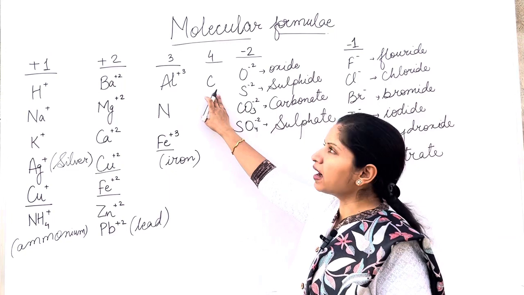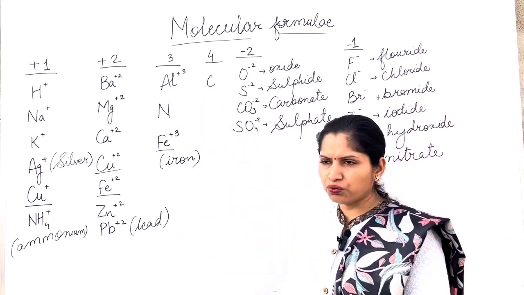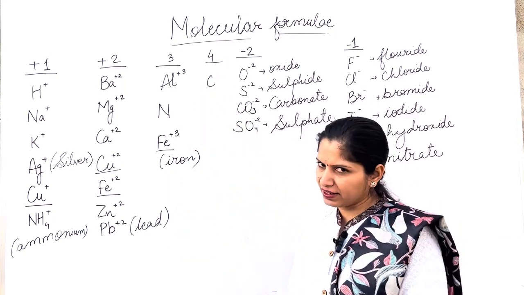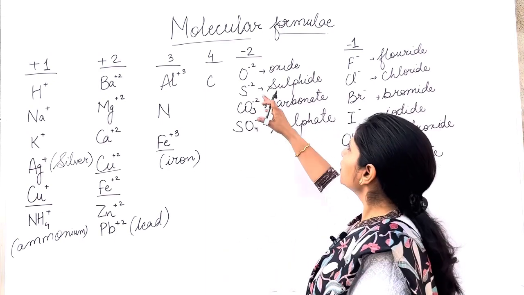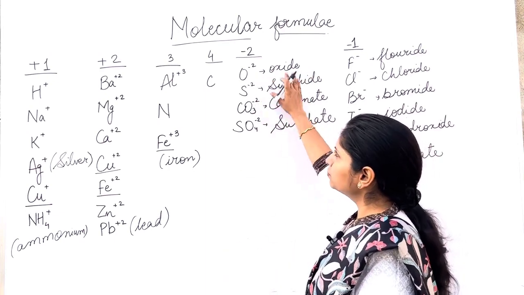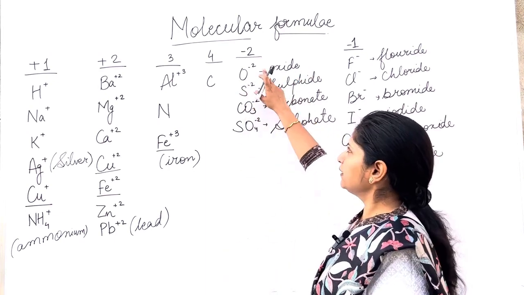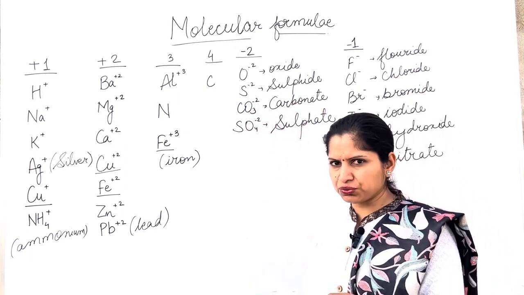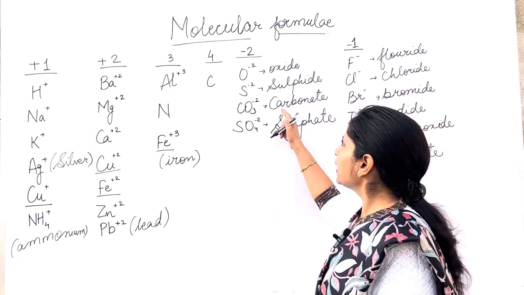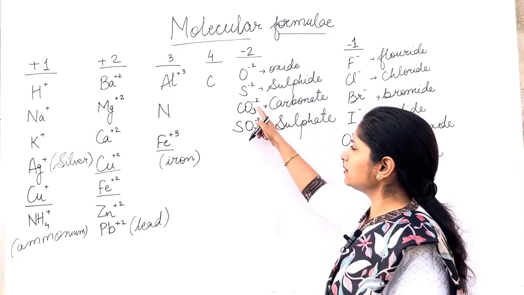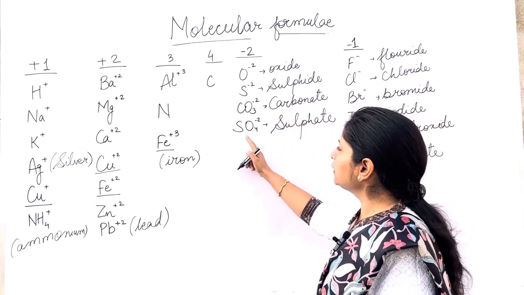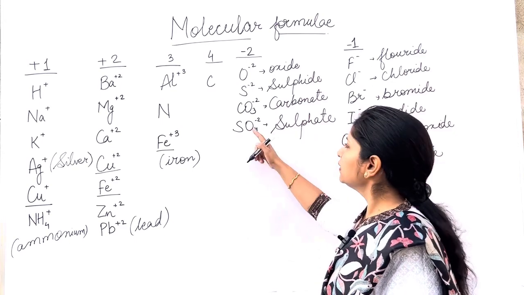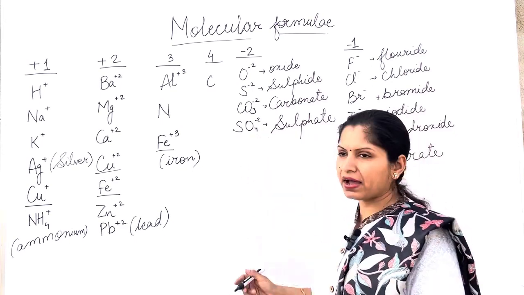Then C, carbon. Carbon has a valency of 4. Again, it is going to share the electrons forming the bonds. Then we have oxide, O, -2. Then -2 is sulfide, sulfur. It's just below oxygen in the periodic table. Then comes carbonate, -2. Then comes sulfate, that is SO4 -2.